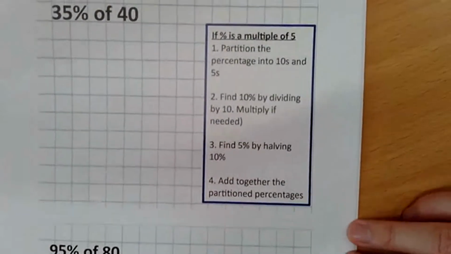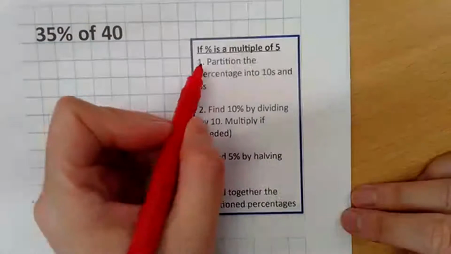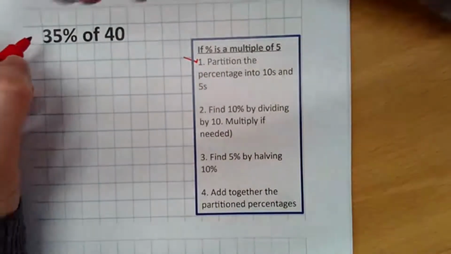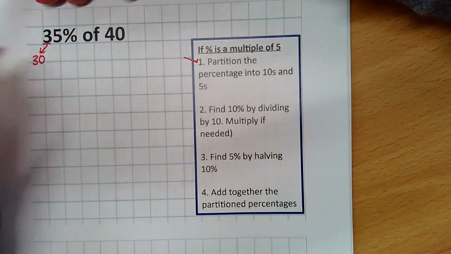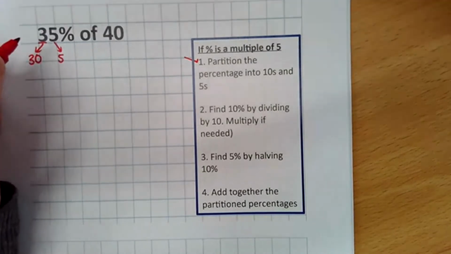Okay, what about this one? 35% of 40. So first of all, let's partition the percentages into tens and fives. So I have how many tens? 3. So that's 30. And then how many fives? 5. Good.